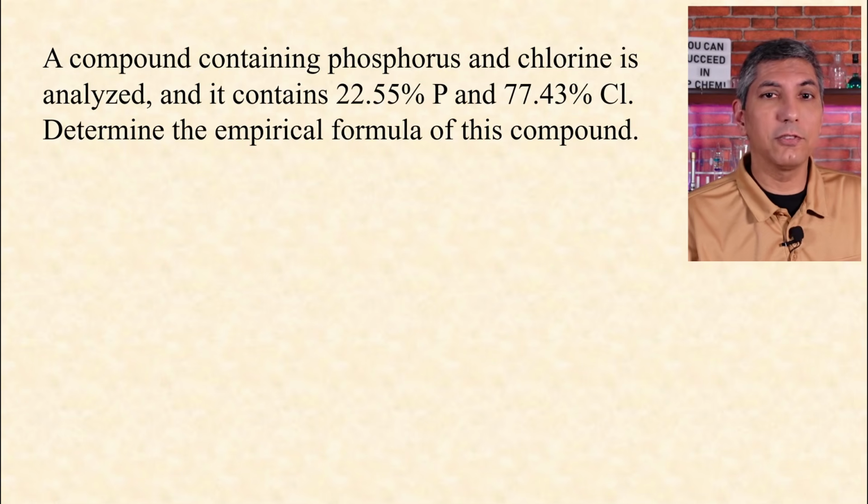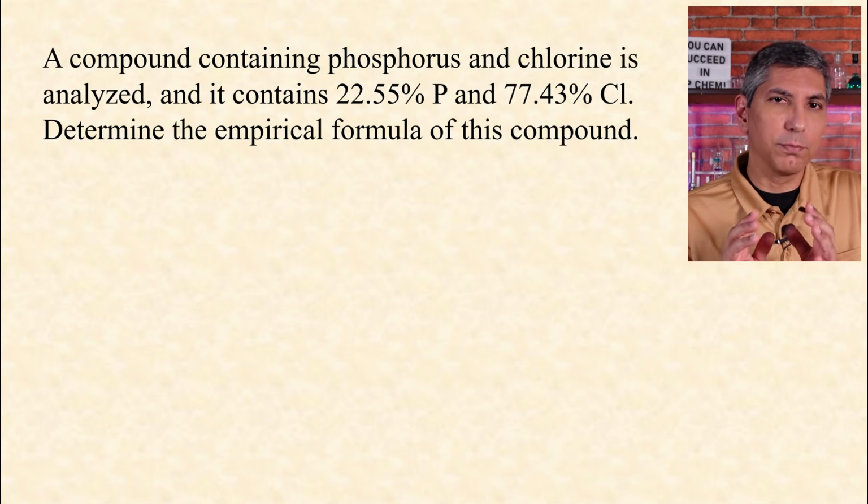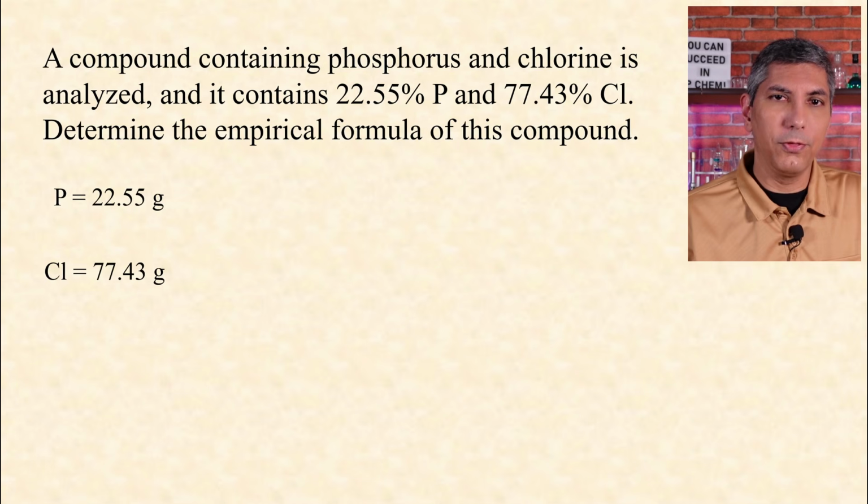Maybe we're given the percentages and asked to determine the empirical formula. Here, a compound contains 22.55% phosphorus and 77.43% chlorine by mass. What is the empirical formula? Well, we take those two percentages and write those as gram values since these are percentages by mass. We convert each of those to moles.